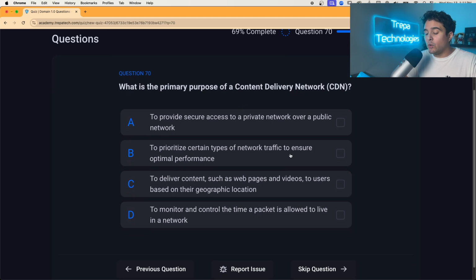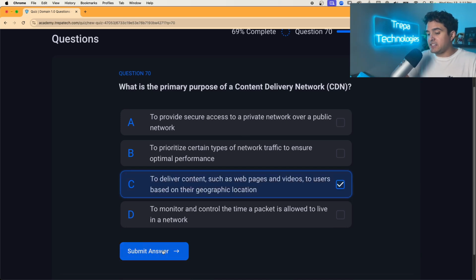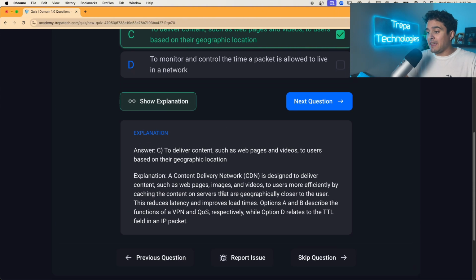Question 70. What is the primary purpose of a content delivery network? So a CDN is going to give us the ability to cache things in a global network, right? And allow us to have quicker response times for our users when accessing the content of our website. So it's not going to be A. It's not going to be B. It's going to be C, to deliver content such as web pages and videos to users based on their geographic location. It makes our websites more responsive to our users. Pause the video if you'd like to read the explanation.